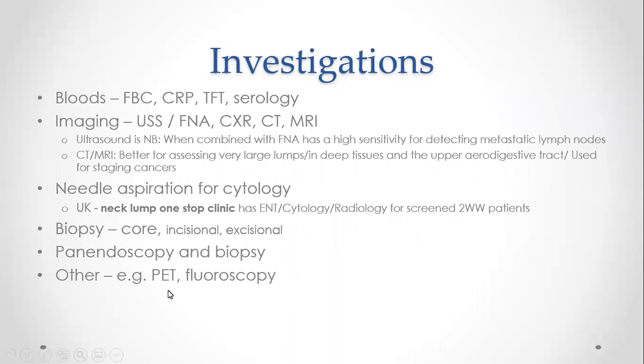Usually, we are not doing the PET-CT scan. If the MRI scan of the neck cannot demonstrate any lesions in the head and neck, like an unknown primary, then we can check with the PET-CT scan to find out where the primary is. The fluoroscopy, like sialogram and barium swallow, is also useful for diagnosis.